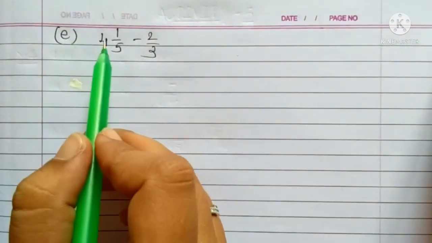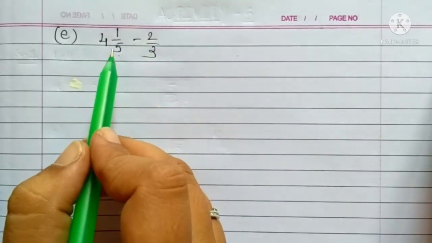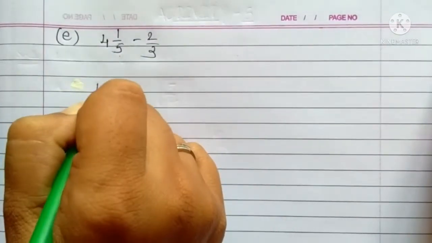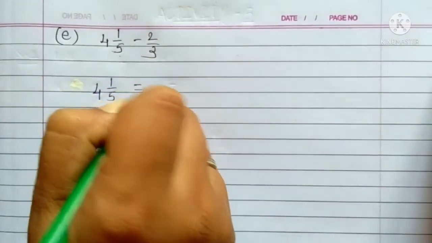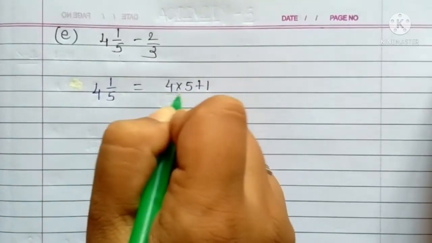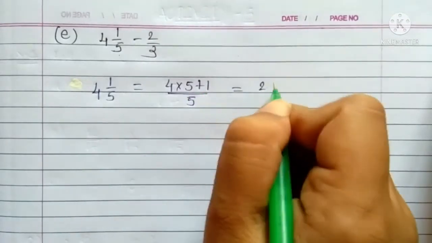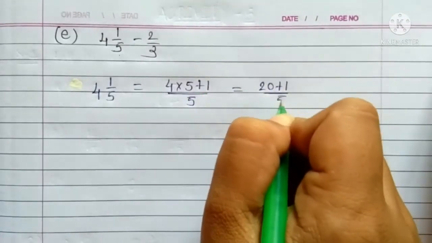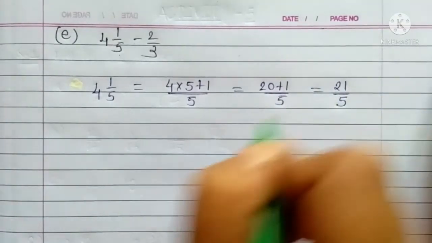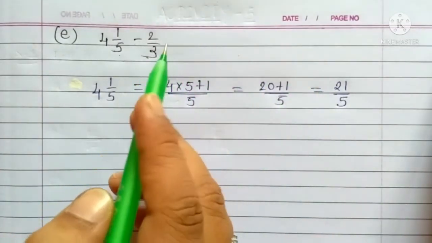Next, 4 complete 1 upon 5 minus 2 upon 3. First of all, we convert mixed fraction into improper fraction. So 4 complete 1 upon 5 is equal to 4 multiplied by 5 plus 1 upon 5. And this is equal to 20 plus 1 upon 5. And this is equal to 21 upon 5.